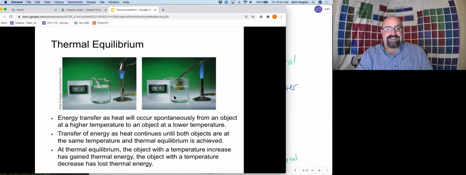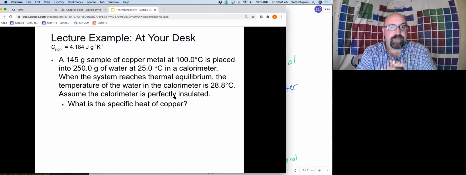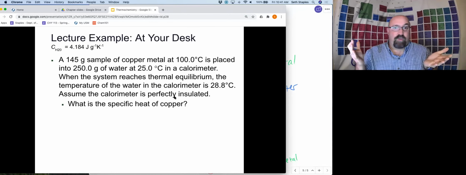And so let's look at an example using this idea of thermal equilibrium and this idea of the law of conservation of energy. So here we have a 145-gram sample of copper. It's at 100 degrees C. We place it into 250 grams of water at 25 degrees C in a calorimeter. Calorimeter is just a device that enables us to measure some temperature changes. And it's something that is fairly insulated. Quite often in general chemistry labs, for instance, a calorimeter is nothing more than 2 styrofoam coffee cups nested together. Holds energy very well, is insulated very well.